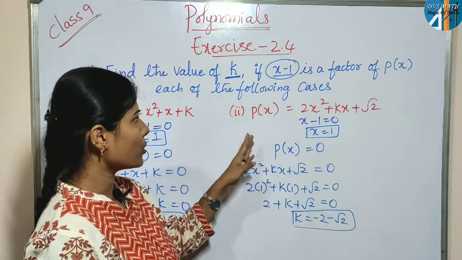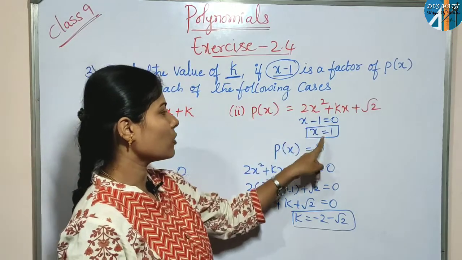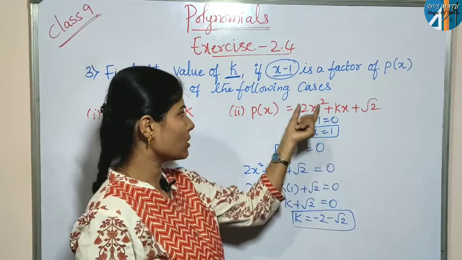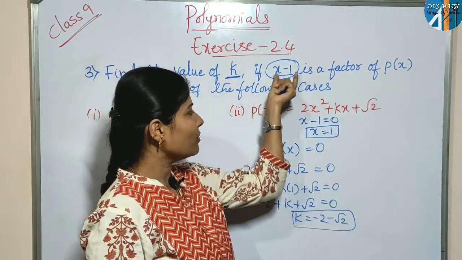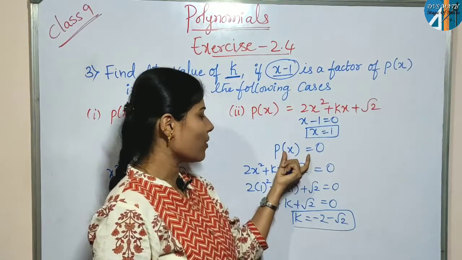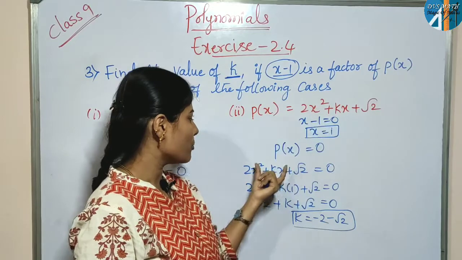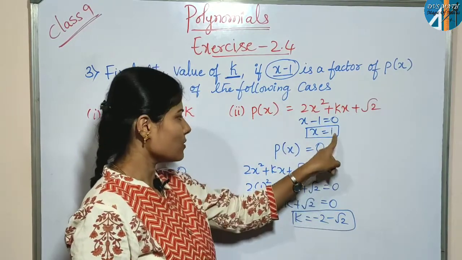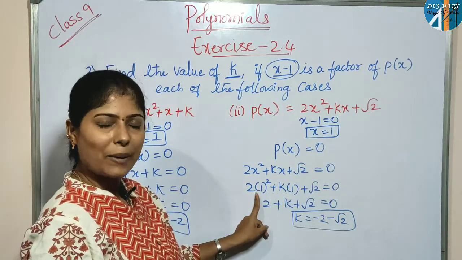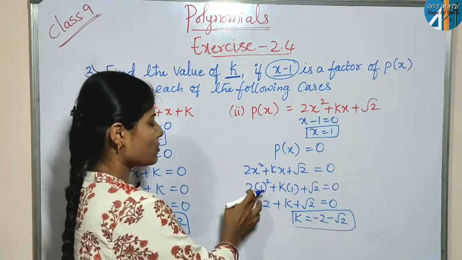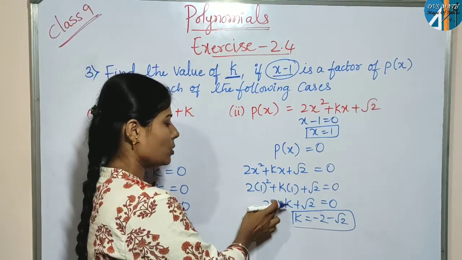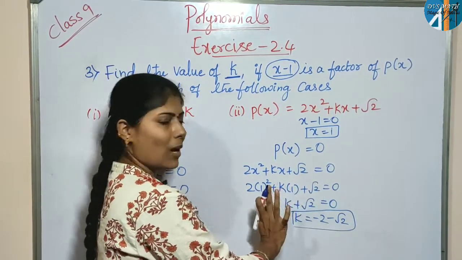So here first what you have to do, take x minus 1 is equal to 0, x is equal to 1 because it is a factor. Then they're saying that if it is a factor of p of x, then p of x is equal to 0. Take this polynomial p of x is equal to 0. Now substitute the value of 1 in the place of x. So now substitute 1 square 1, 1 2s are 2, k into 1 k, root 2 as it is.